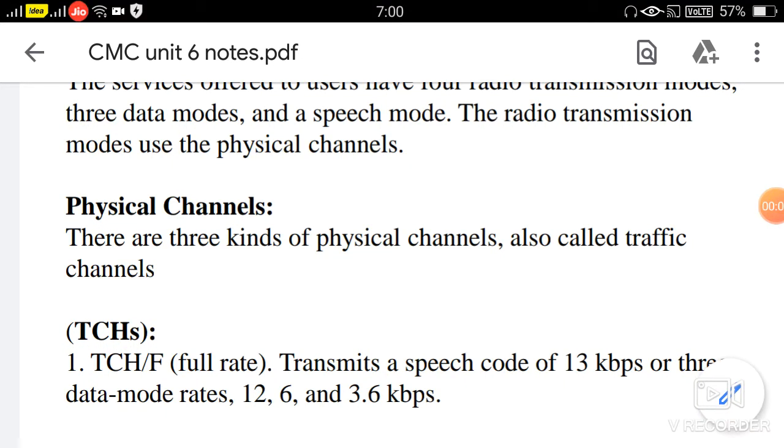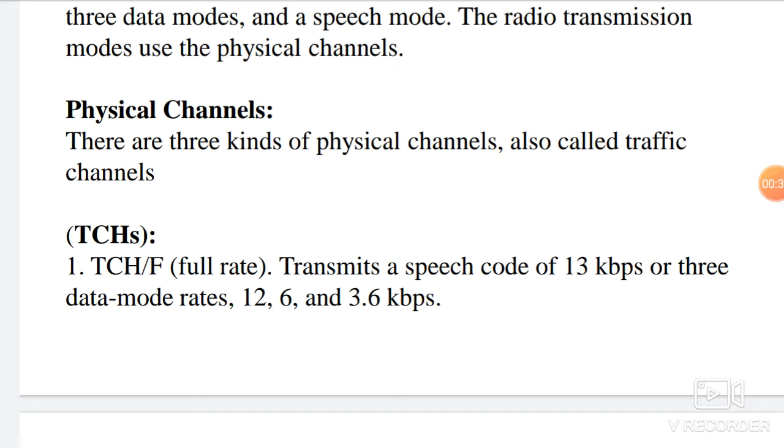In this video, we're going to see about GSM channels and its modes. In this GSM channel, services offered to users are four radio transmission modes: three data modes and one speech mode. Basically, the radio transmission mode uses the physical channels. Now we are going to see the different kinds of physical channels, which are also called traffic channels. In these traffic channels, we are going to have three different types of physical channel.